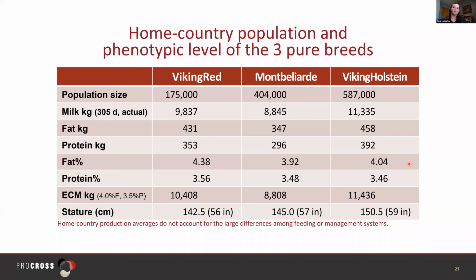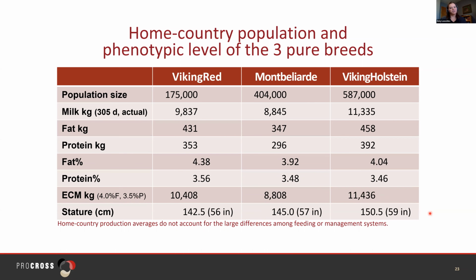The VikingHolstein is doing very well phenotypically. This has increased in recent years, mostly due to the feeding systems that we've now implemented just in the last 5 to 10 years for herds really worldwide, but especially in Scandinavia. And then energy corrected milk here, it's based on the European model with a 4.0 fat correction. So you can see where the breeds land on that as well.